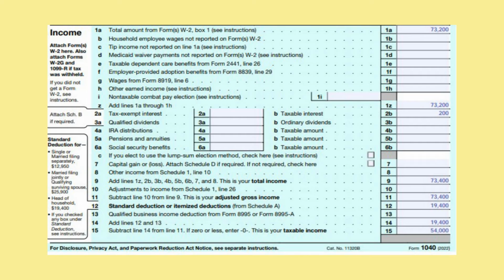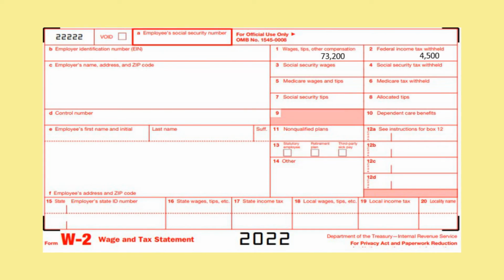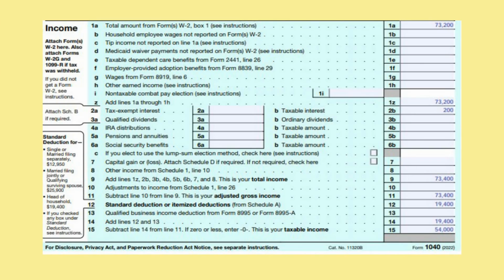On line 1A, put the amount from your Form W-2 box 1. In our example, it is $73,200. Carry that amount down to line 1Z. In our example, you received a Form 1099-INT from your bank with interest income reported of $200. Put that amount on line 2B. Add up all your income and place it on line 9. In our example, it is $73,400.